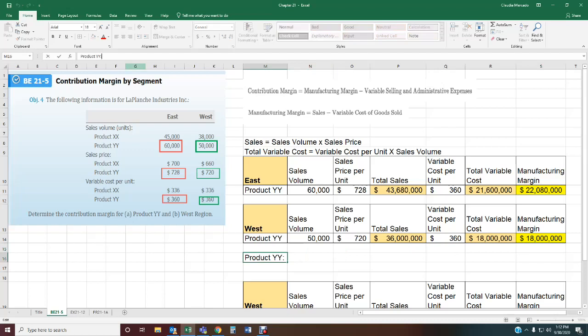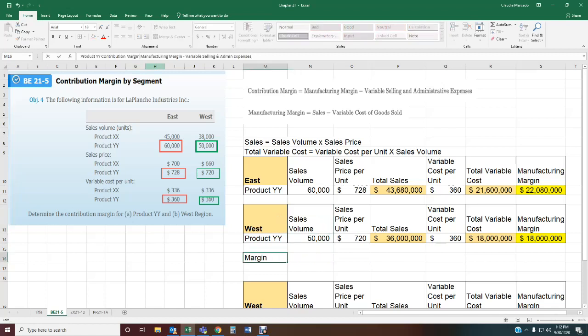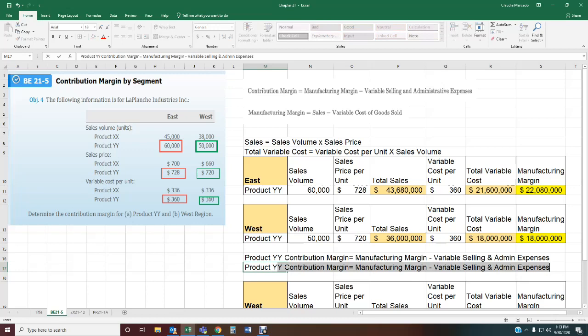Now, my contribution margin is equal to my manufacturing margin minus your variable selling and admin expenses. So product YY contribution margin equals your manufacturing margin minus your variable selling and admin expenses. Now we don't have any variable selling and admin expenses, so my contribution margin is going to be equal to my manufacturing margin. So for product YY, my contribution margin is equal to my manufacturing margin.